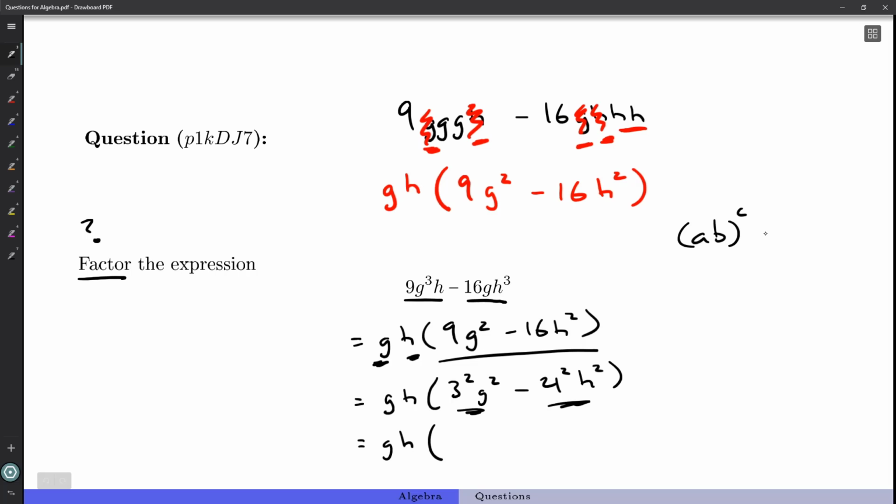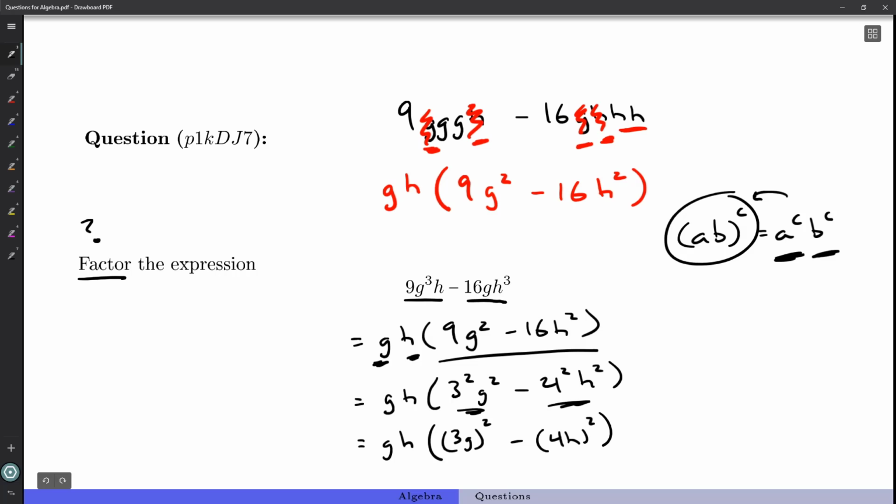We know a times b to the power c can be written as a to the c times b to the c. And so if I recognize, say, 3 squared times g squared, I could write that as a single square, just going the other way. So I could write this as 3g squared minus 4h squared. And then what's this? A difference of squares. And that's something special that can be factored. All right, so we're just going to factor our difference of squares here.